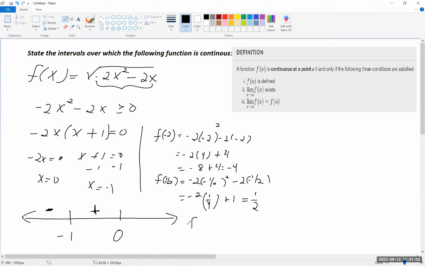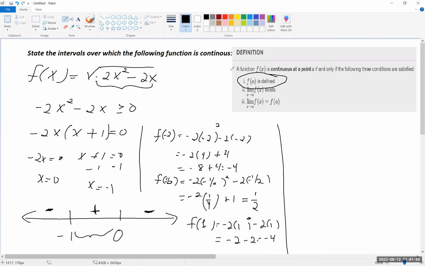And then finally, let's try something in the other interval over here. So let's try one. That should be pretty easy to do. So negative two times one squared minus two times one. And that's negative two minus two. So that's negative four. So this is a negative. So it's going to be positive on that interval only. So it's only defined on that interval. So F of A is defined, but it's only defined if A is an element of, well, let's just say from -1 to 0.